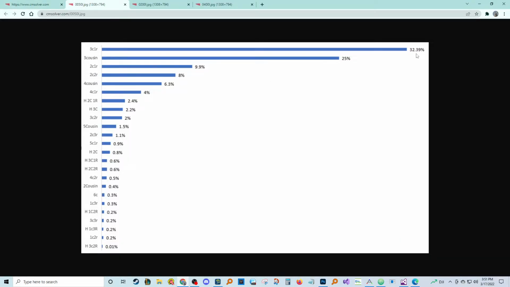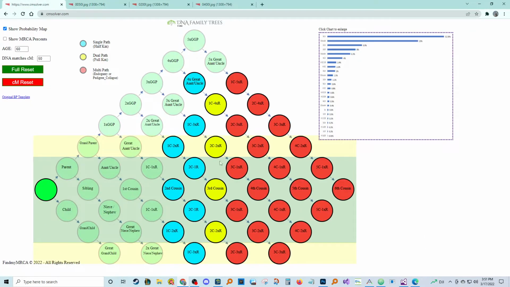So at 50 centimorgans, it's 32% likely to be a third cousin once removed and 25% likely to be a third cousin. That's 57% likely, okay, between the third cousin and the third cousin once removed. So those two kinships are more than all of the other kinships combined. Okay? Not twice as much like some of the others were, but just these two kinships are more likely than all of the other dots combined. That's so magical. That's what makes this tool really pop. Let me say that again.